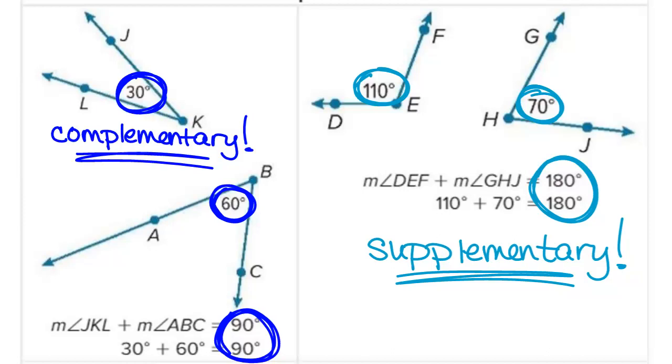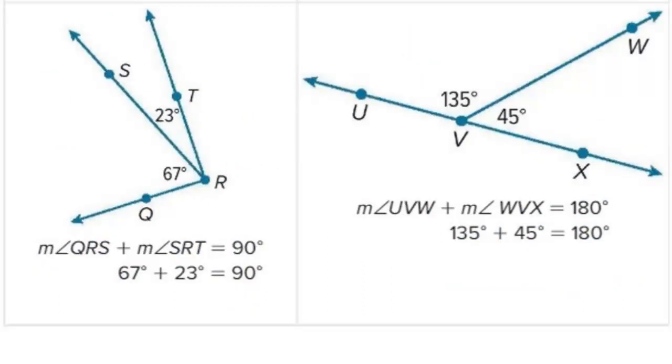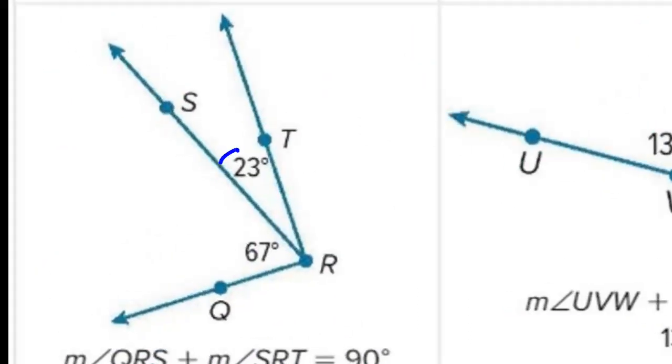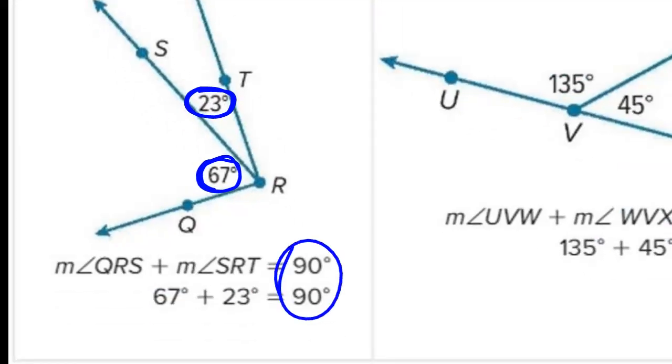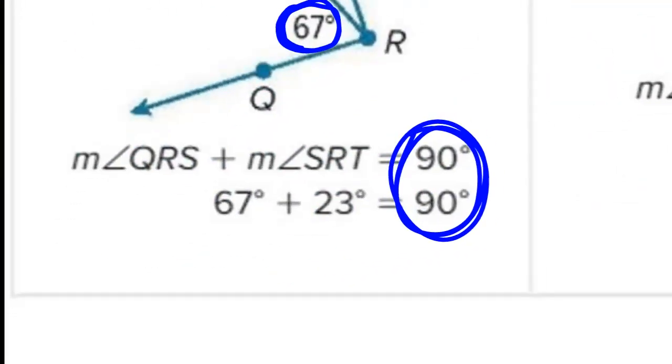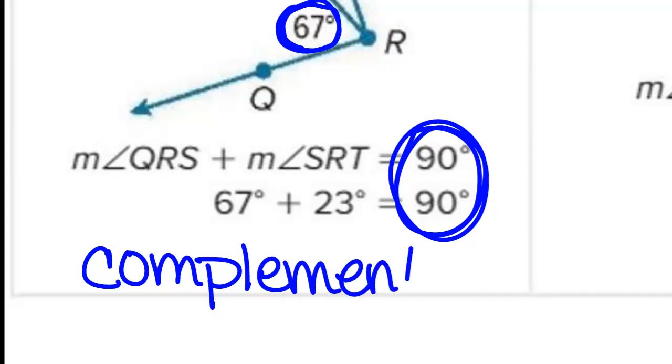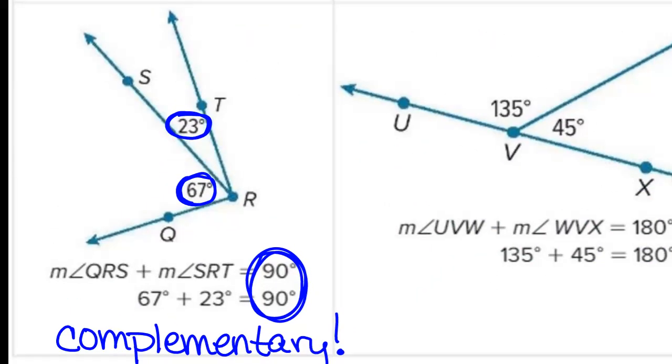Do complementary and supplementary angles have to touch each other? No. Can they touch each other? Yes. Our next examples, we have touching angles. 23 degrees and 67 degrees together add up to 90, which means these are complementary angles. But they're touching each other. They are sharing a side. They share this side right here. So that means these are adjacent angles because they share a side together.